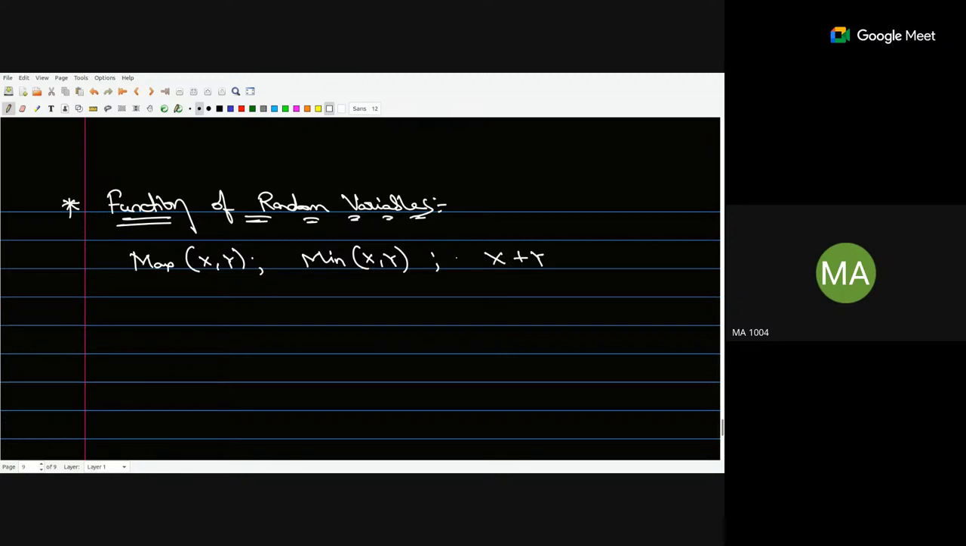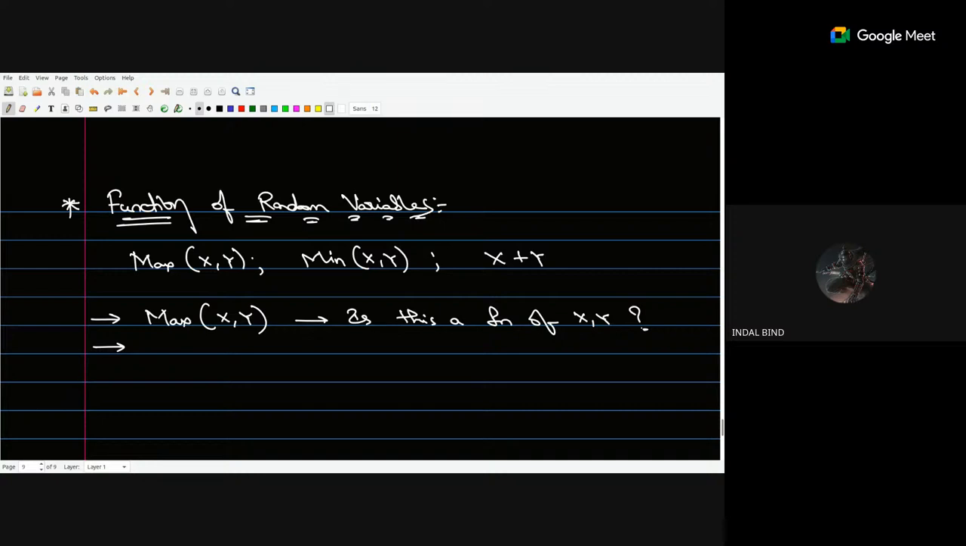Before going forward and discussing these things, let us spend some time on understanding what this max of x comma y means. First of all, tell me whether this is a function of x and y. Yes. See, what this function does is, it takes two inputs, x and y, and it gives out as output whichever is the maximum.